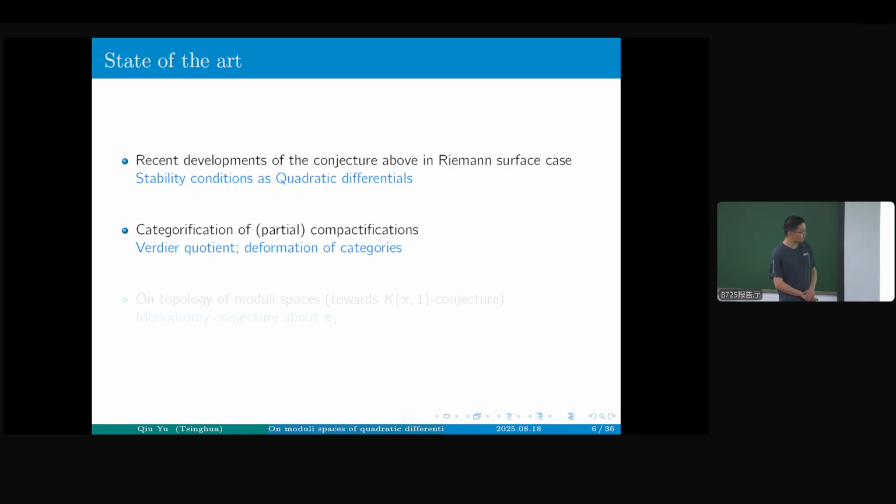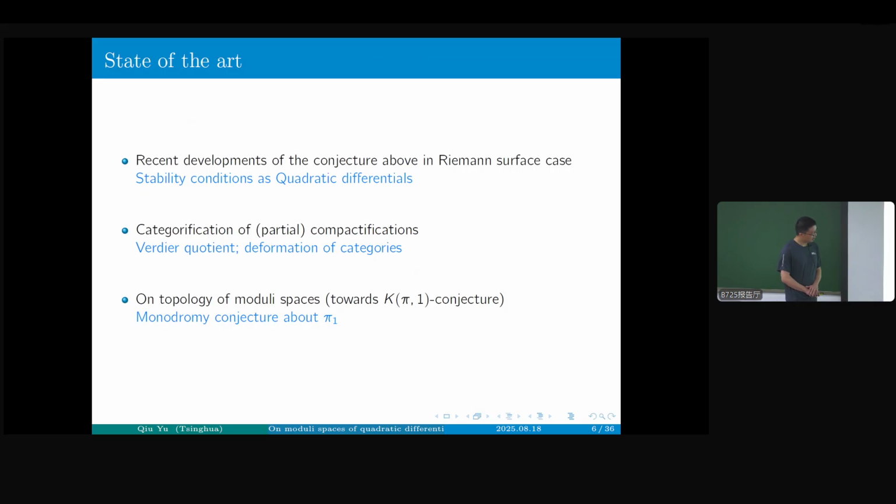It's kind of the framework type of work. For the last part, I will mention that using the categorification in dynamical systems, we can prove some results in moduli spaces, in particular this monodromy conjecture, where the big picture is that we want to prove some K-1 conjecture, but that's still in progress in the general case.